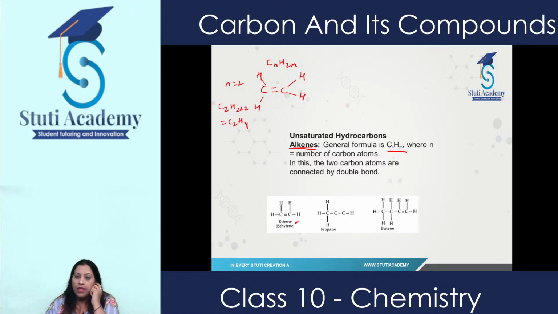Now, then we have propene, and it is butene. If n is equal to 3, then how can you write? C3H2 into 3, we'll write C3H6. Okay. Now, as you can see, C3, 1, 2, 3, it means 3 carbon atoms are present and 6 hydrogen.